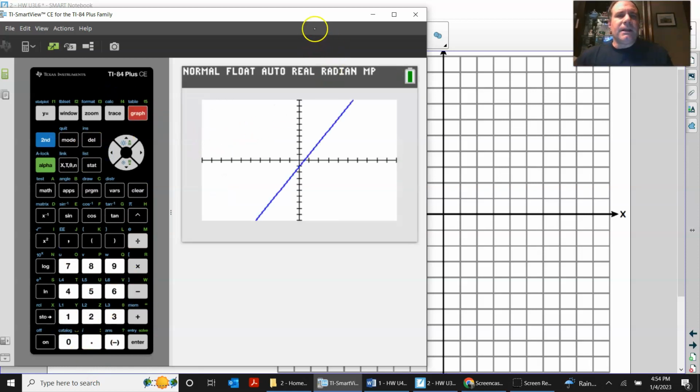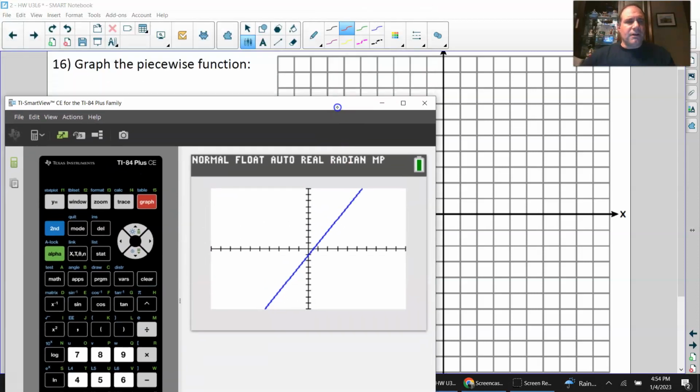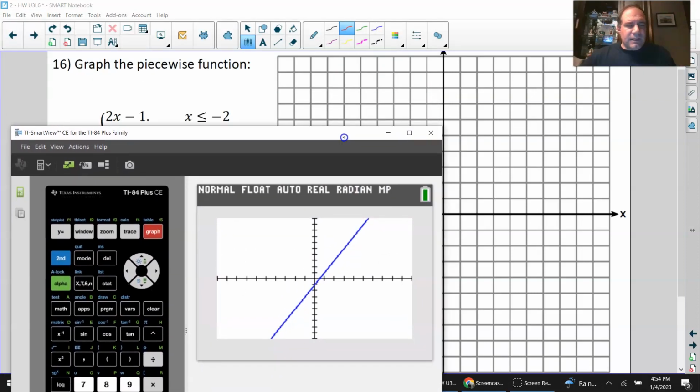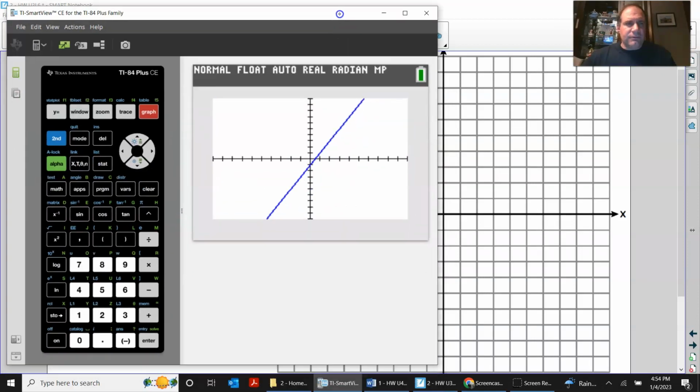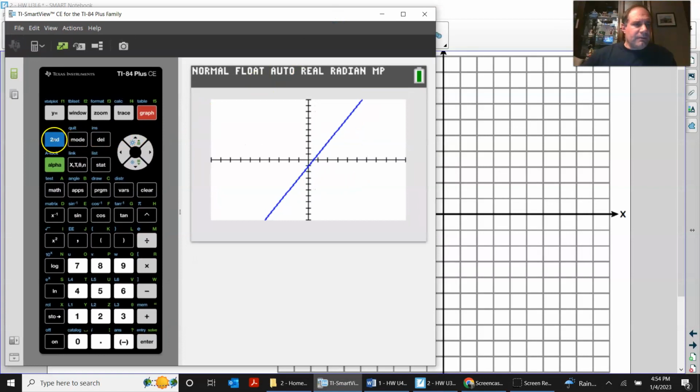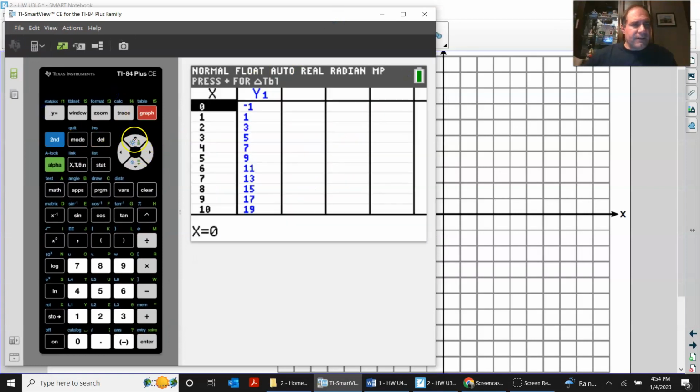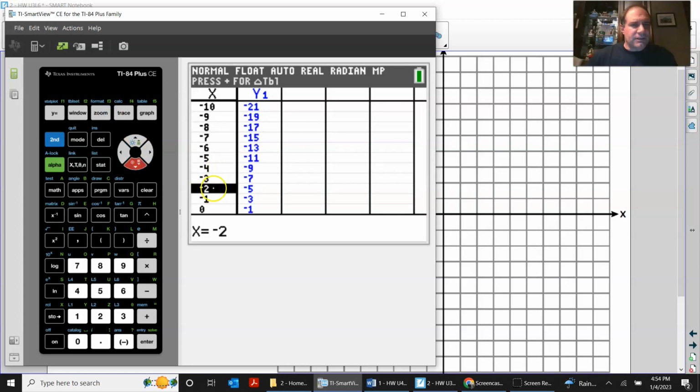You notice that my line should look like that, a full line, y equals 2x minus 1. They only want me to be concerned with x less than or equal to -2. So I'm going to press the second function, graph. It has to be less than or equal to -2. I'm going to go down a little bit, and then I'll go right there to -2.